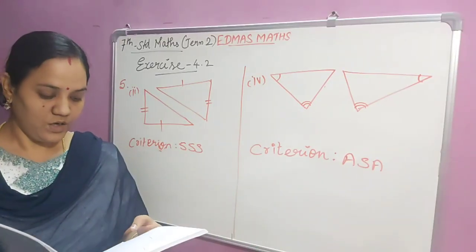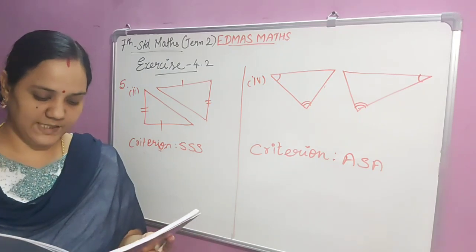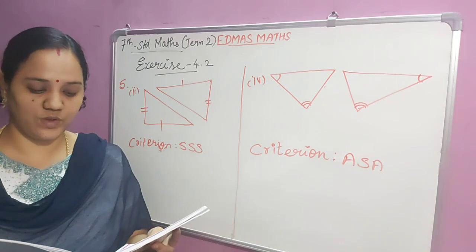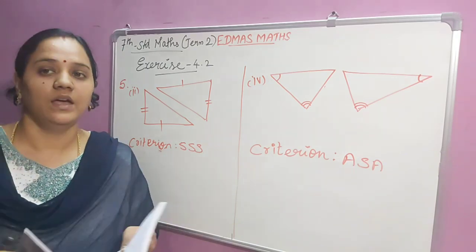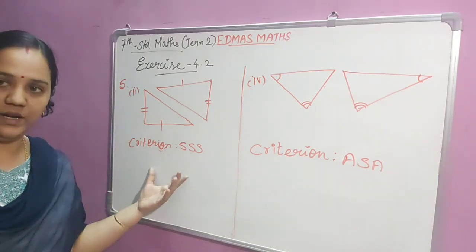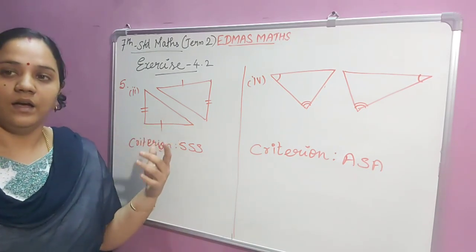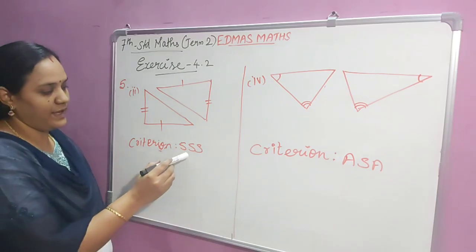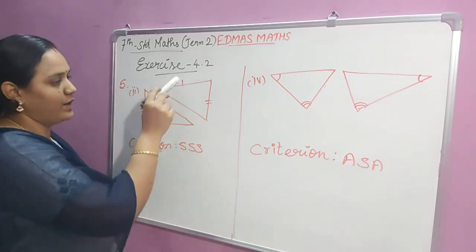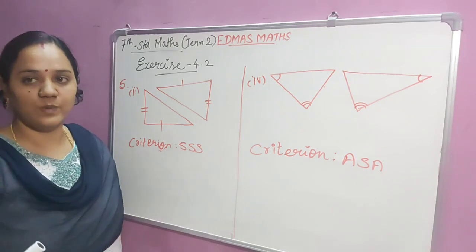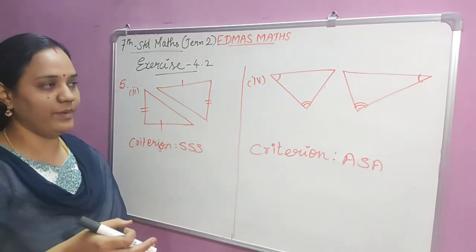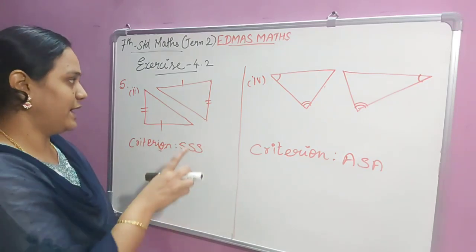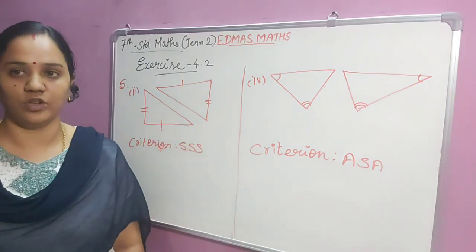Fifth question. To conclude the congruency of triangles, mark the required information in the following figures with reference to the given congruency criterion. Okay, the congruency criterion will be given and we have to mark the required information. Okay, see for example, here they have given, yes, but they marked only two sides. So third sides we have to mark. The required information we have to mark it in the given figure. That is your question. So I am going to do the second option and fourth option for you.